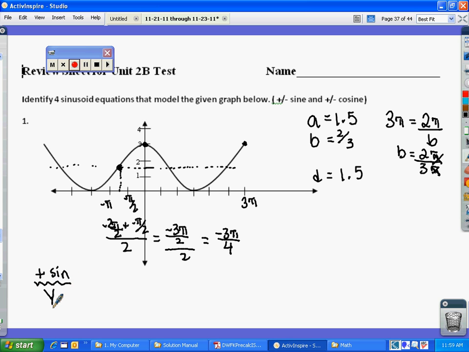So your positive sine equation will be y equals the a value of 1.5 sine, parentheses, b, which is 2/3, parentheses, x. Since it's negative 3 pi over 4 for your phase shift, you're actually going to do plus 3 pi over 4. And then your vertical shift is 1.5.